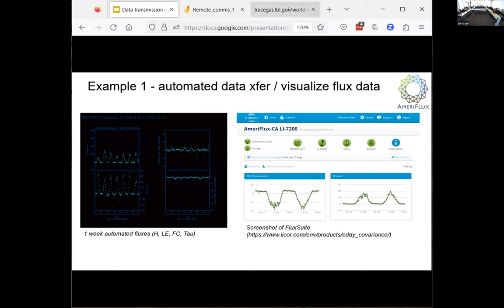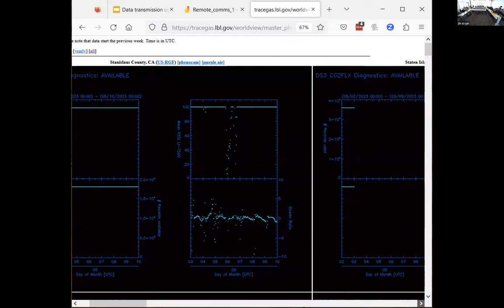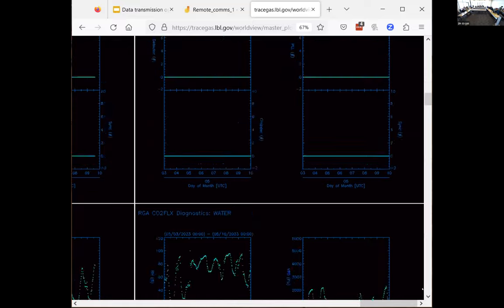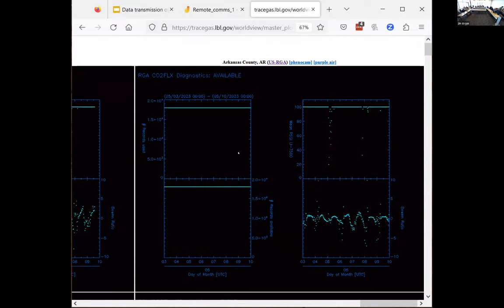Here's an example of a week of fluxes for CO2, latent heat, sensible heat, momentum. We have this all on a giant master website that shows all of our sites going across in real time, not in real time, but about a day delay, all of our sites reporting data for hundreds and hundreds of variables, all available from all our sites.